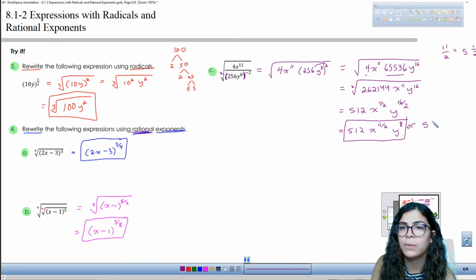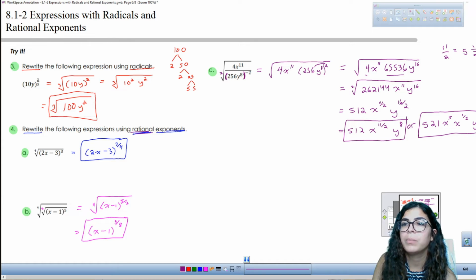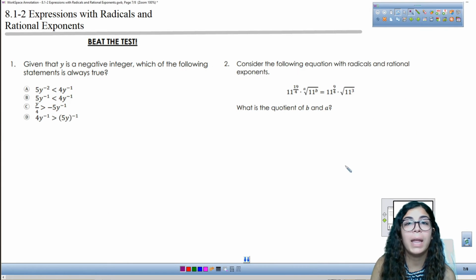So we could write it as 512 x to the power of 5, x to the power of 1/2, y to the power of 8, because there were 5 full copies of x, and then we had the 1/2 that was remaining. All right, so let's try a couple of challenge questions, okay?